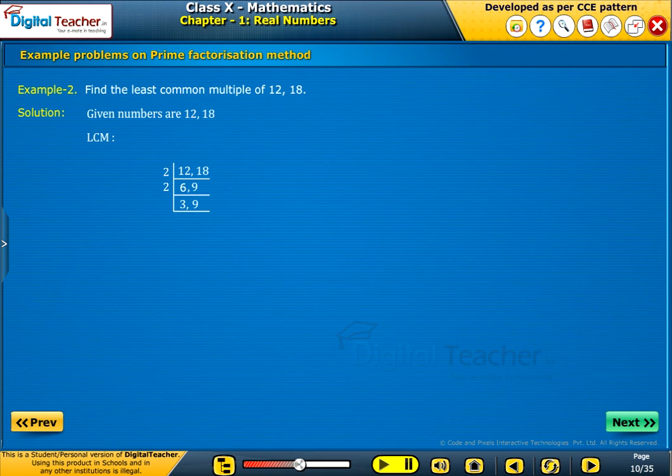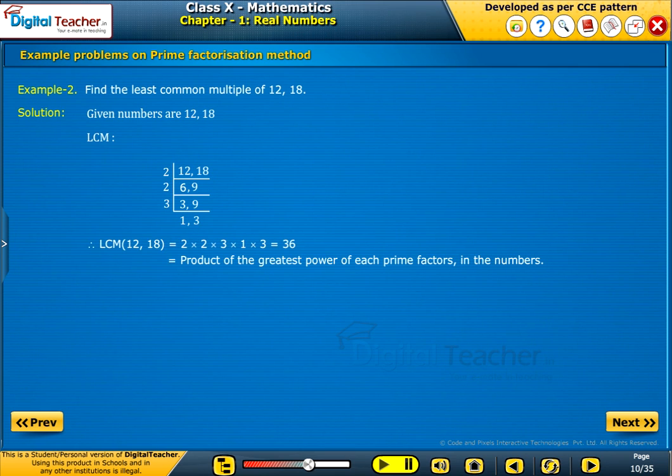At this stage, the two numbers can be expressed as factors of the least multiple 3. Now, the obtained numbers are prime in nature. They cannot be further factorized in terms of numbers other than 1 and themselves. The product of all these prime numbers, shown on screen, is the least common multiple of the given numbers, which is equal to the product of the greatest power of each prime factor in the numbers.